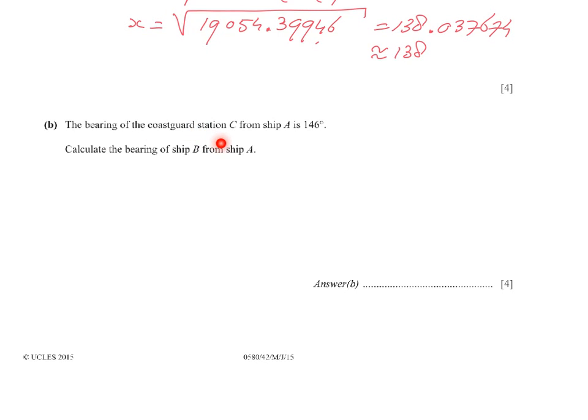The bearing of the Coast Guard station C from A is 146 degrees. Calculate the bearing of B from ship A. Okay, so otherwise I have to go up and down all the time, I'm just going to make a sketch of the picture, which you can see at the top of this page. So it's roughly like this, and then we have B. It's not very good, but anyway, that was A. That's the Coast Guard station. And B, this is 83.1.